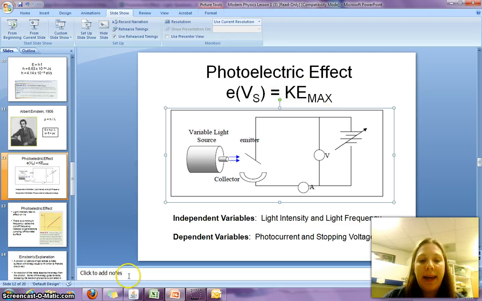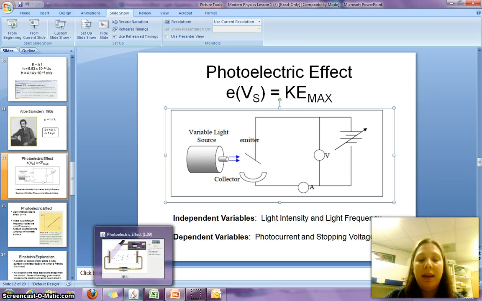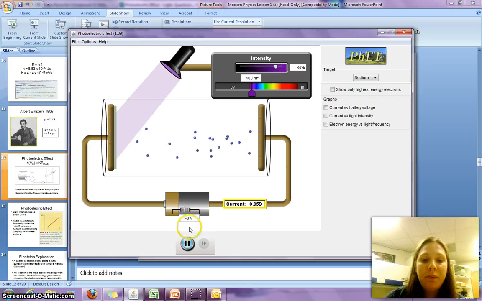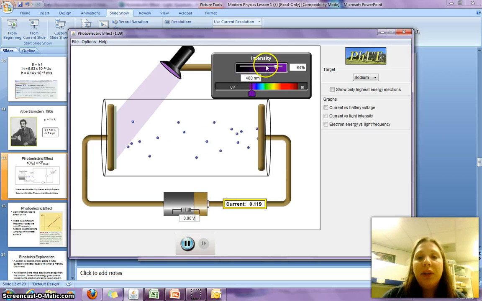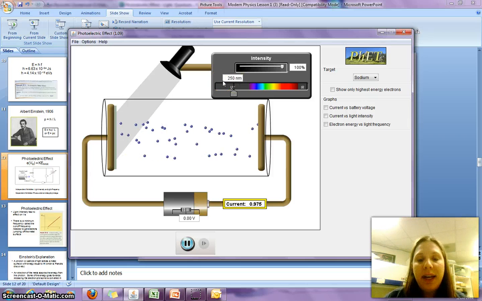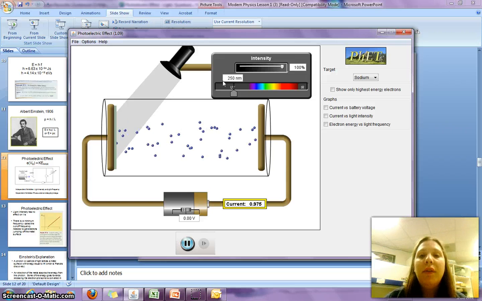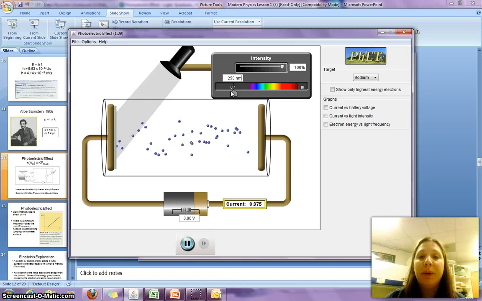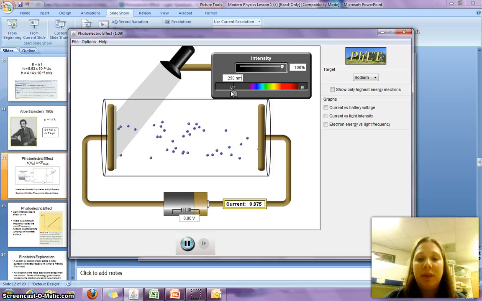Okay, so now let's look at how the frequency affects the current and the stopping voltage. I'm going to set it back to 0 for now, and just type it in here. I'm going to turn the intensity all the way up because I know it's not going to affect anything. And now if I turn the wavelength down to like 250, remember that wavelength is inversely proportional to frequency. If you have a very small wavelength, that means you have a very high frequency. And really what we want to look at is frequency to stopping voltage.